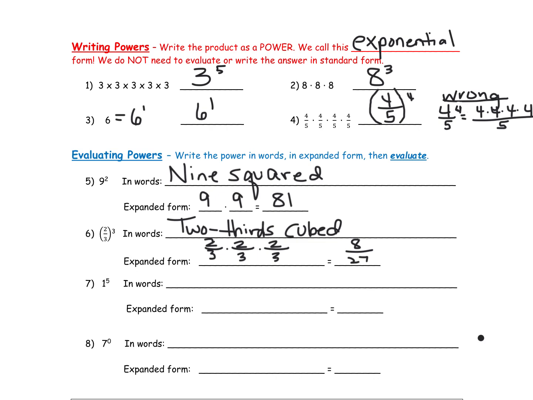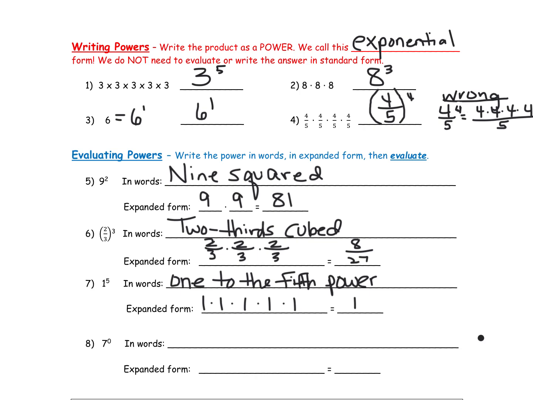Number 7, that would be written as 1 to the 5th power. You can also say 1 to the power of 5. Now be careful with this one. When you expand it, 1 times 1 times 1 times 1 times 1 is 1. Some students might say 5, but we're multiplying 1 5 times, so the answer is 1.